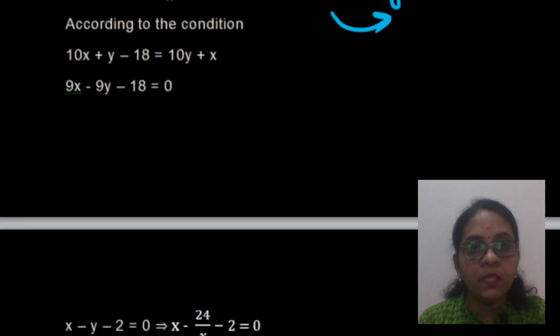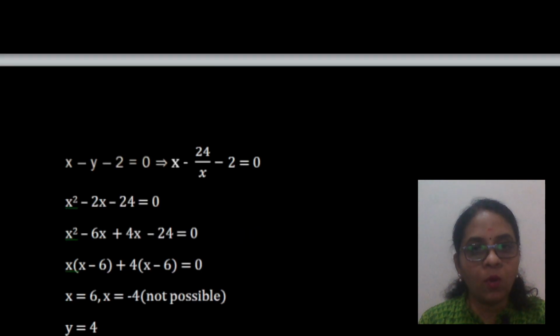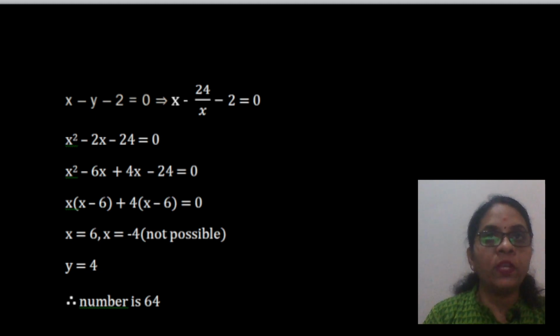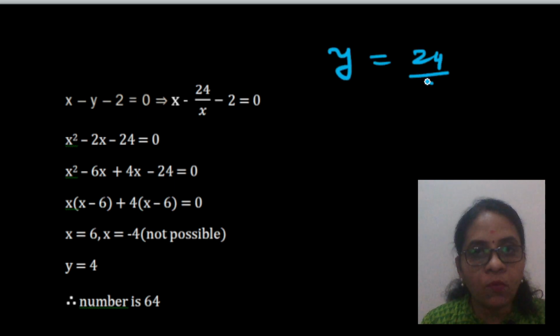So let's see. In 9x and 9y, we can take out 2 common. So if we take out 2 common, we have our equation as x minus y minus 2 is equal to 0. Now what is the value of y? We know y is equal to 24 by x. So substitute. If we take LCM as x, we get the equation as x square minus 2x minus 24.